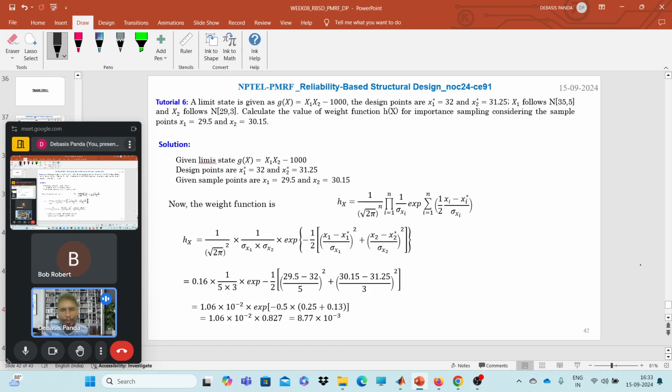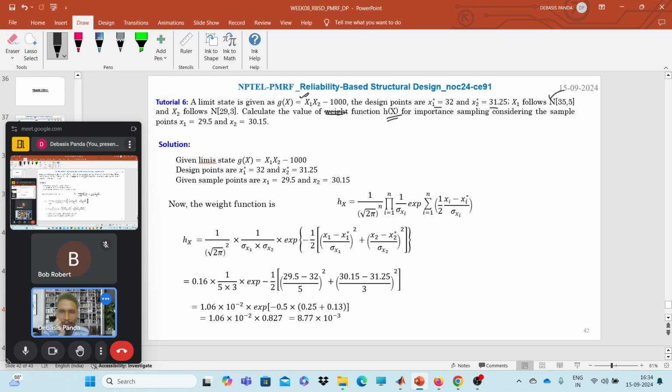Now move to the next question. Again it's from importance sampling. Here you need to calculate the hx function. Your gx is given as x1 x2 minus 1 1 00. The x star points are given as 32 and 31.25. X1 follows a normal distribution with mean 35 and 5. X2 follows a normal distribution with mean 29 and 3. Now you need to calculate the hx, that means the importance sampling density function, not the value of the weight function.